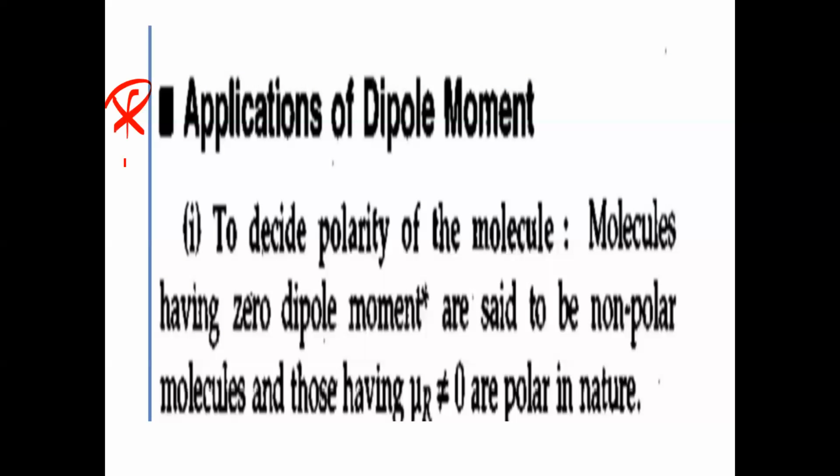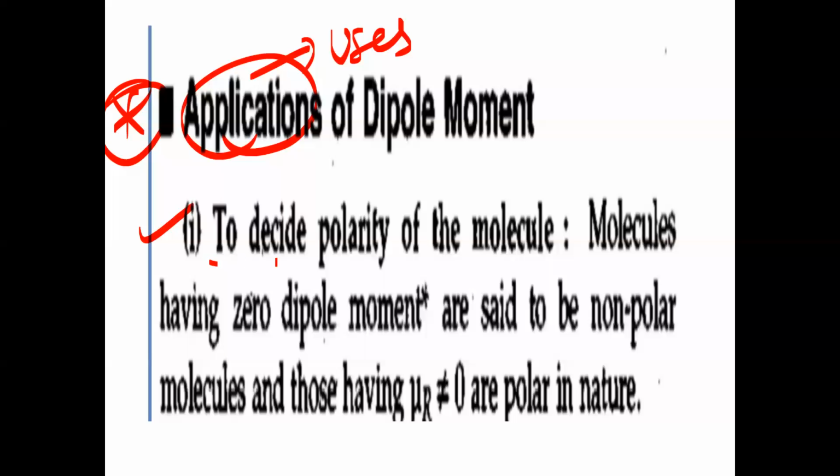Next, applications of dipole moment. What do you mean by applications? Uses. Applications of dipole moment. The dipole moment is applied in many cases. Okay. So first one is to decide polarity of the molecule, whether the given molecule is more polar or less polar, whether the given molecule is polar or non-polar. These all things can be understood by using the dipole moment concept. To decide polarity of the molecule is the first application.